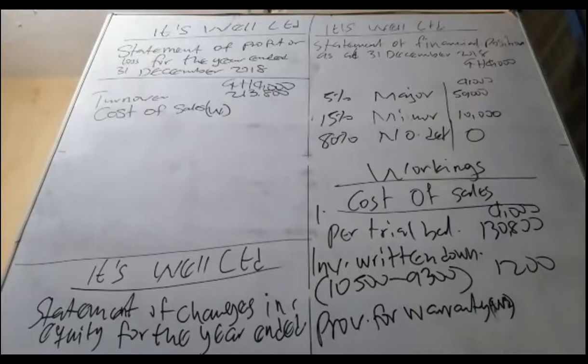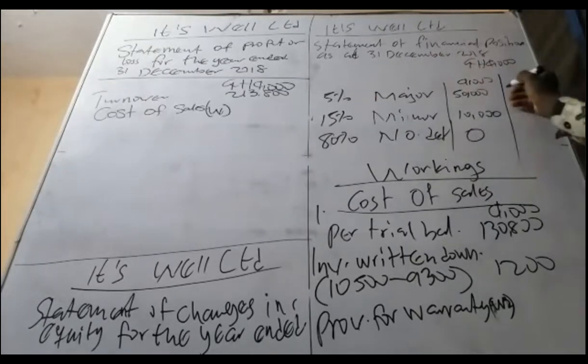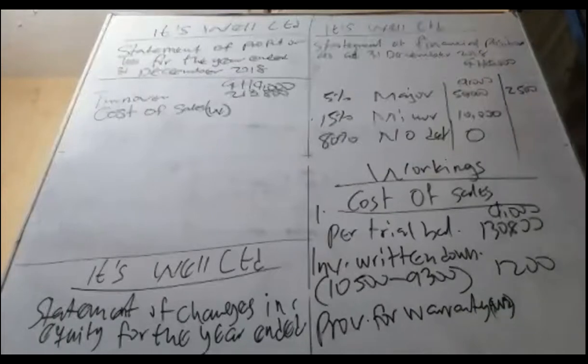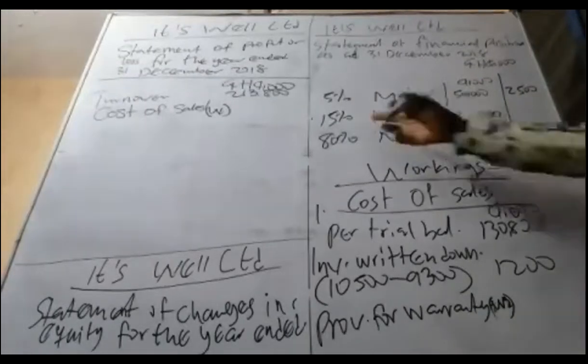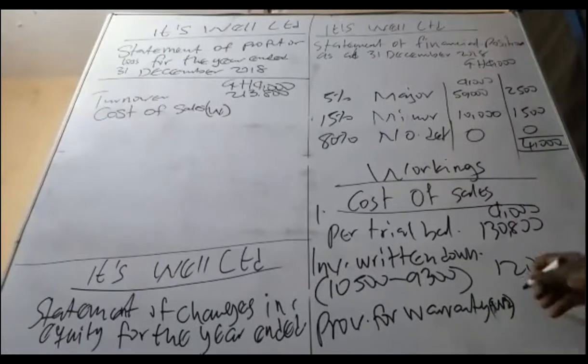So that means we have to make provision of 5% of 50,000. That will give us 2,500. The 15% of 10,000, that will give us 1,500. This one is 0. Giving a total provision of what? 4,000. So you come here and put the 4,000 in, then you adjust cost of sales.